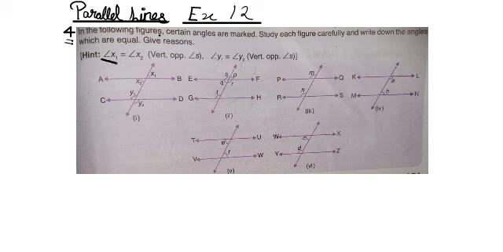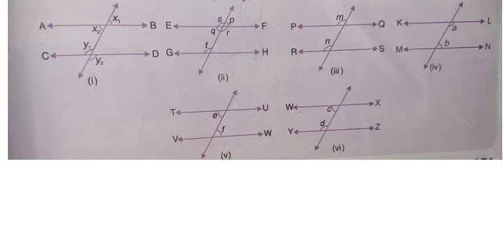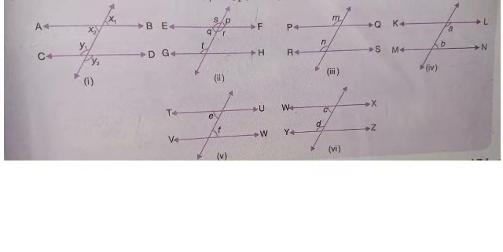It says angle x1 equals angle x2 because they are vertically opposite angles, angle y1 equals angle y2 because they are vertically opposite angles. There is no requirement for this, I'll tell you. So you see here this figure is given. Over here we've got 7 different figures with angles marked on each one of them. We basically have to tell which of these angles are equal.